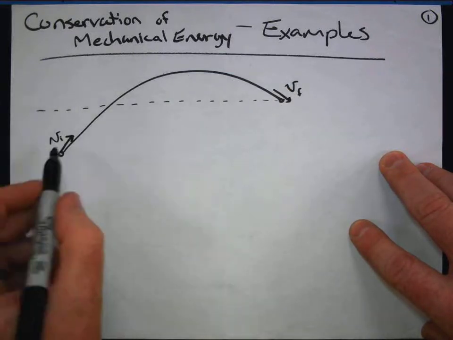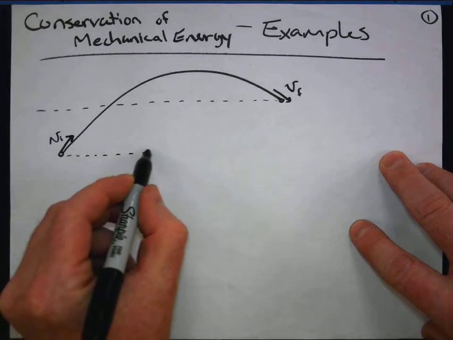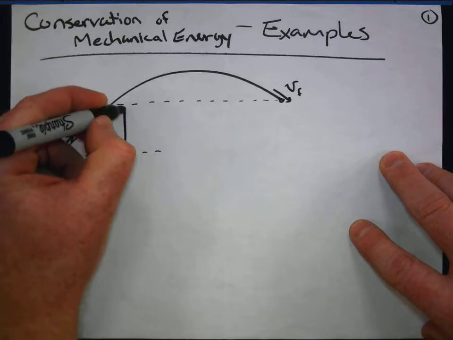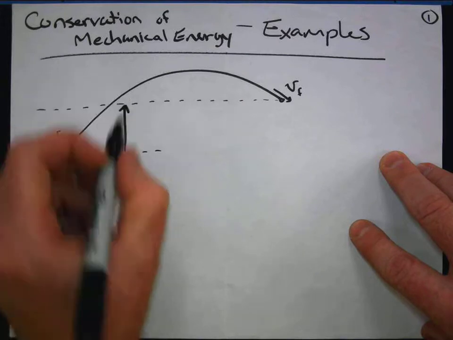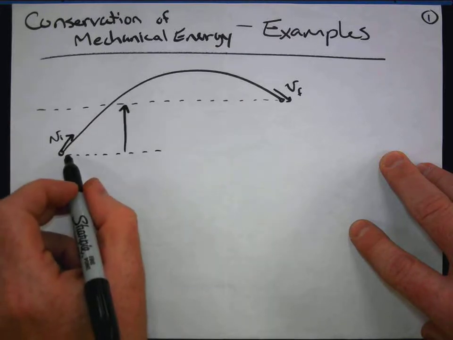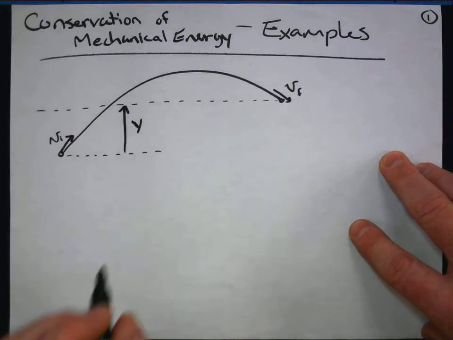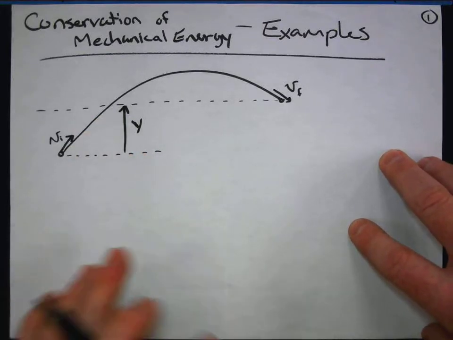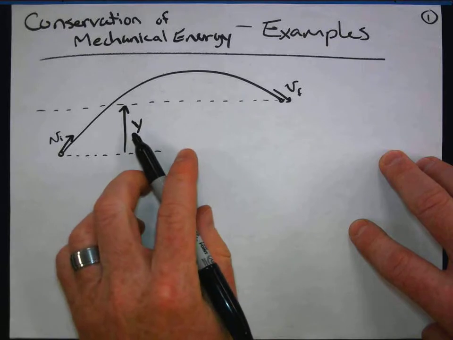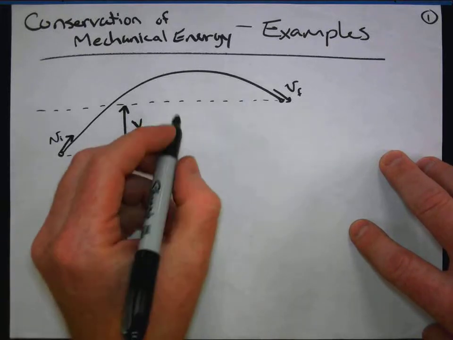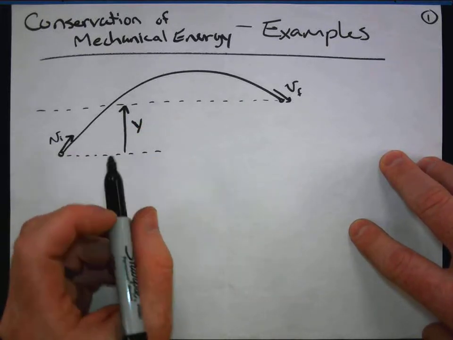Okay, and we have this difference in vertical position from the initial to the final situation. Just call it a y. You might think of that as a change in y value. Sometimes you'll see this called an h for height. That's fine. So let's give some values here.